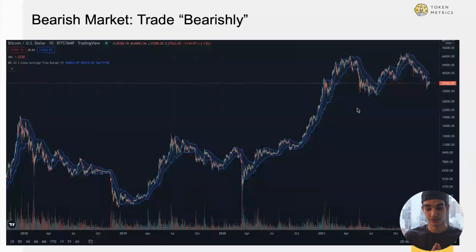Now, the Keltner channels I'm using here, it's very simple. The mid band is essentially the exponential moving average. I'm using a 30-day exponential moving average. And the bands are just a multiple of ATR. ATR is average true range, so it's a measure of volatility.